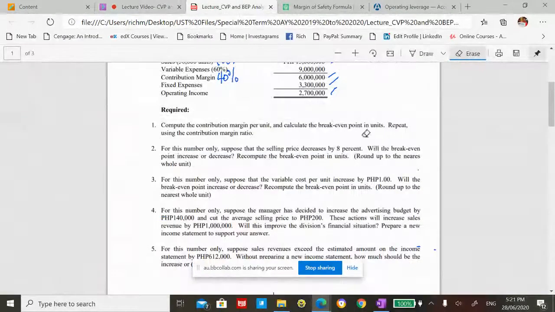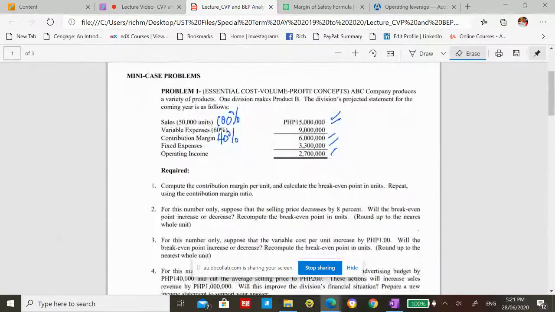Okay, class. So let's continue our discussion, and we are still in problem 1, but this time we're going to answer number 2. And take note. According to the problem, for this number only, suppose that the selling price decreases by 8%. Will the break-even point increase or decrease? Let's compute the break-even point in units and round up to the nearest. That's nearest, class. Medyo mali lang yung spelling.